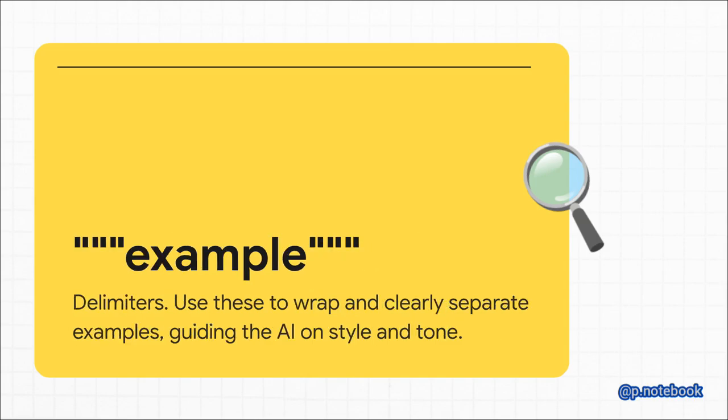And our third and final building block, the triple quote. The best way to think about this is like giving the AI a perfect example to follow. You wrap a sample of what you want inside these quotes, and it shows the AI the exact style, tone, or format you're looking for. It's a brilliant way to separate your example from your main instructions so the AI doesn't get confused.